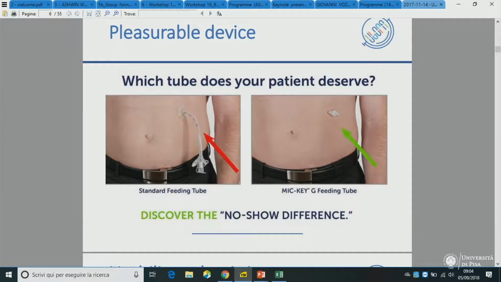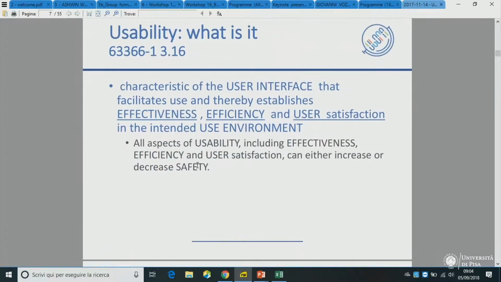Because these two devices, they just work the same. There's no difference in the technical performance, okay? But what about patient quality of life? Okay, no more pictures. So from now on, please start taking notes.